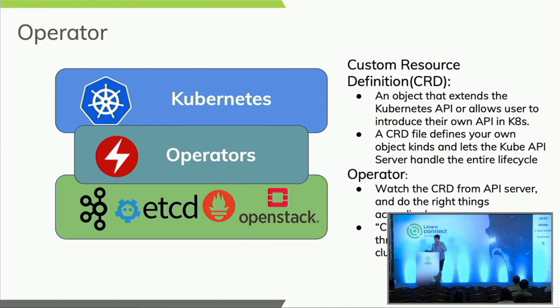For the CRD, there are two things I should mention. One is the API. In Kubernetes, we define a custom resource definition, the CRD, and we can introduce our own resources into the Kubernetes cluster. And the API will follow the rules of Kubernetes. The other is the CRD content, the CRD file itself. We can define what we want in this CRD file, and the API server will take care of the CRD file's lifecycle.